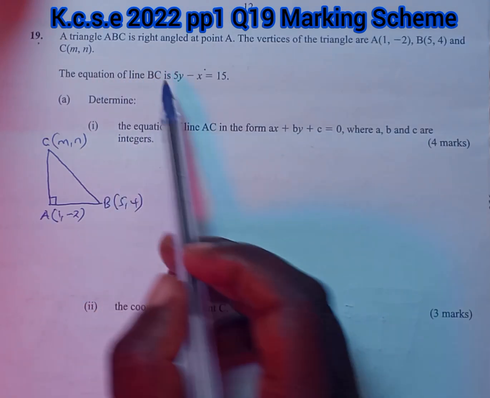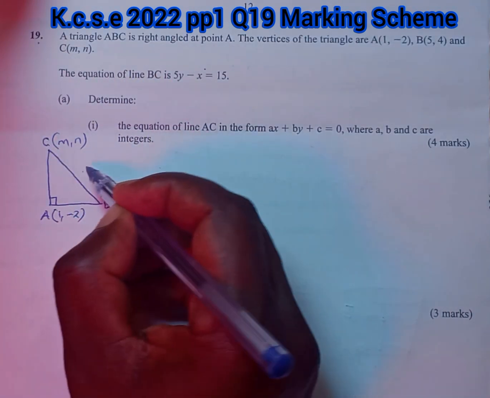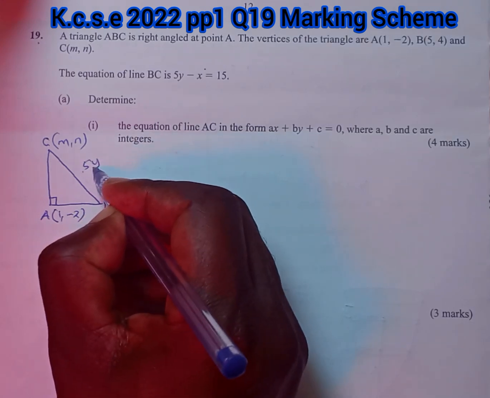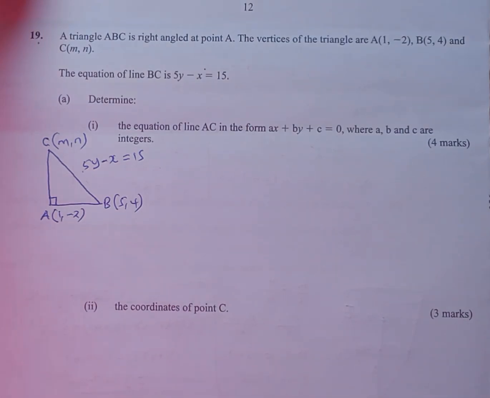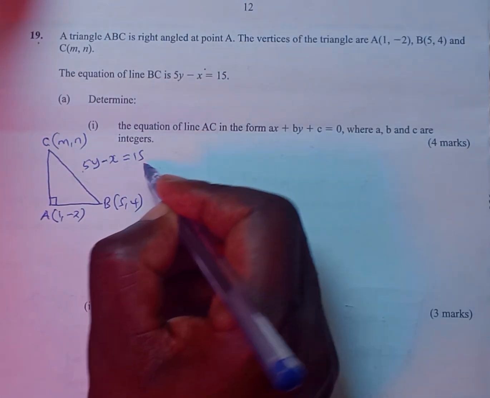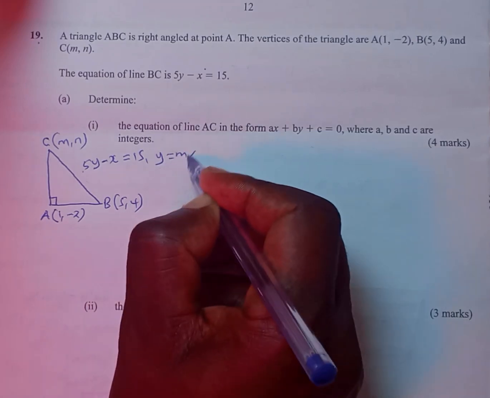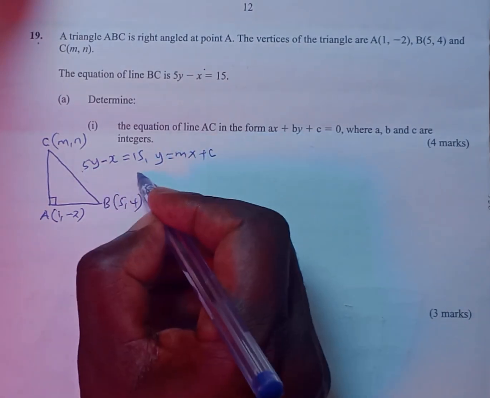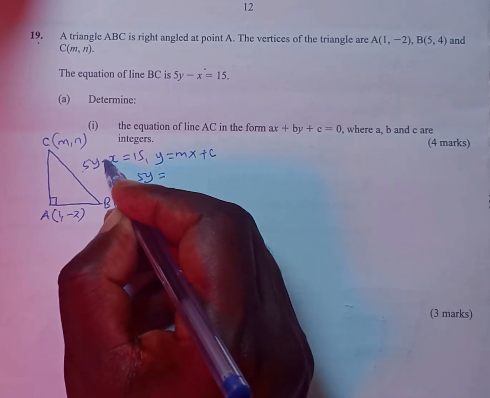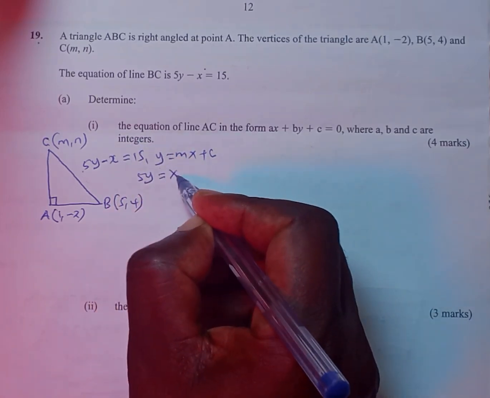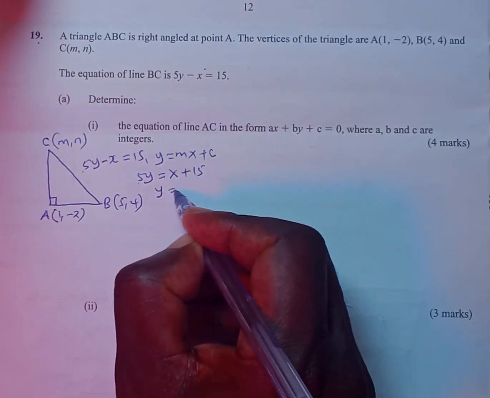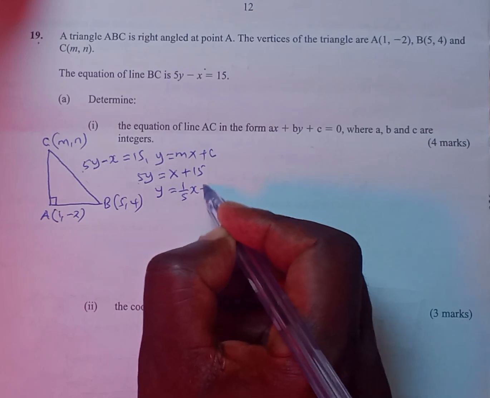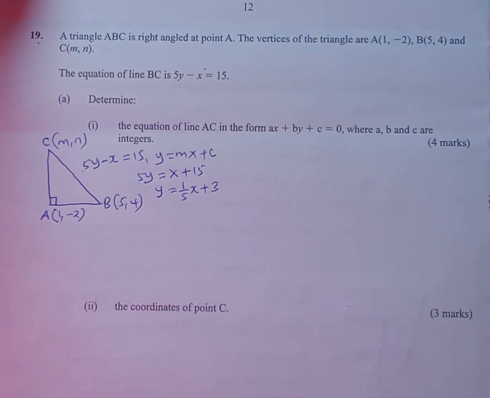The equation of line BC has been given as 5y minus x being equal to 15. From there, in form of y equals mx plus c, we are going to have this equation as 5y being equal to, we move x to the other side, it becomes positive x, plus 15. We divide all through by 5. y is going to be equal to a fifth x plus of course 3. That is not what the question requires us to do.